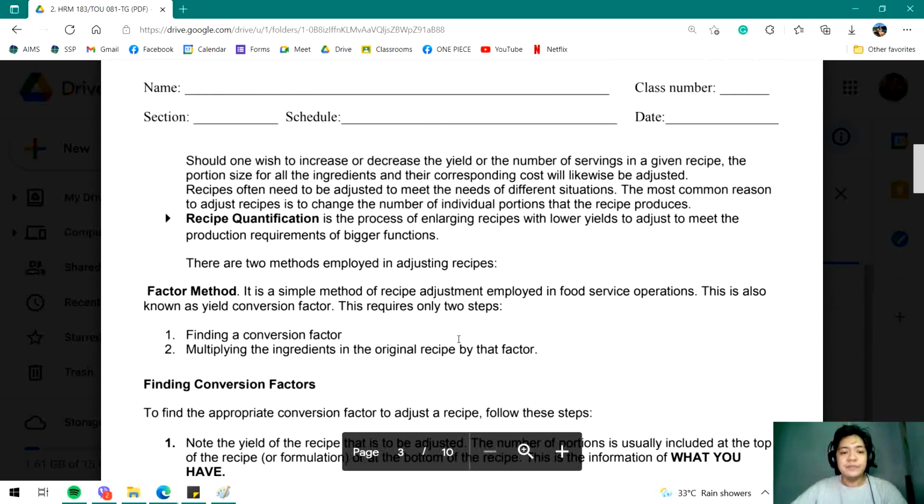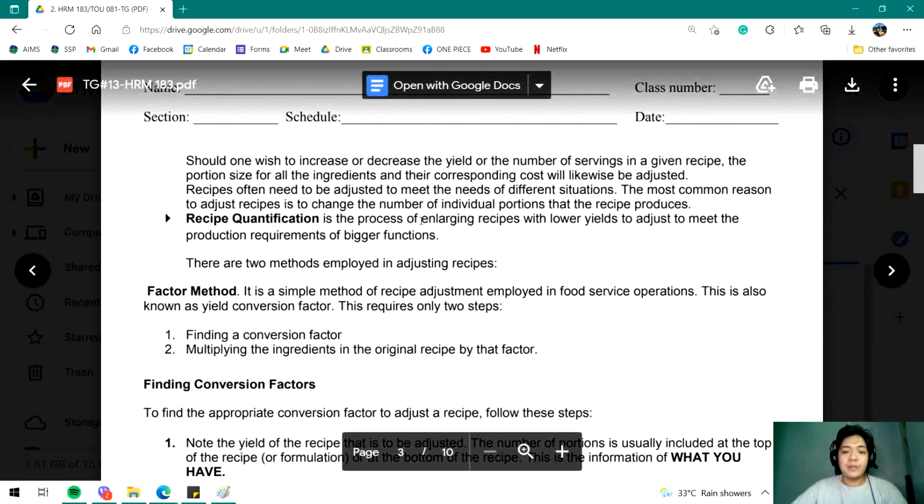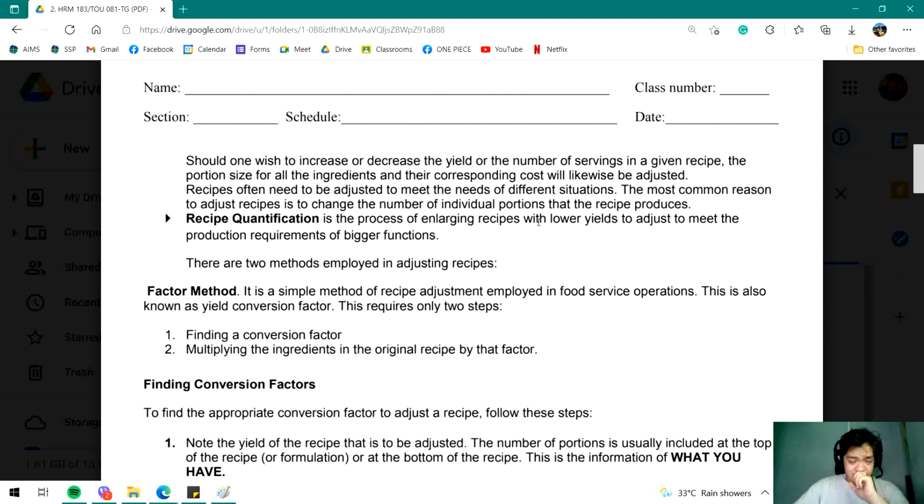Alright, let's begin. So, ayun nga, recipe quantification is the process of enlarging recipes with lower yields to adjust to meet the production requirements of bigger functions. So, again, ang standardized recipe kasi natin, meron lang yung specific number of yielded portions. So, oftentimes, pag magluluto tayo pang maramihan, hindi pwede yung recipe na yun. So, paano natin gagamitin yung recipe na yon para makapag-produce tayo ng mas maraming number of items? So, we have two methods na pwede natin gawin.